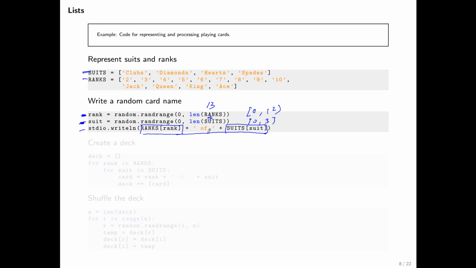So this card, for example, might come out as, let's say, ace of diamonds.